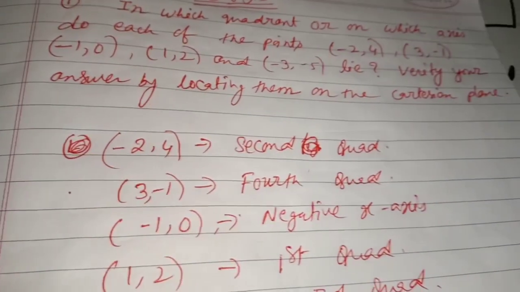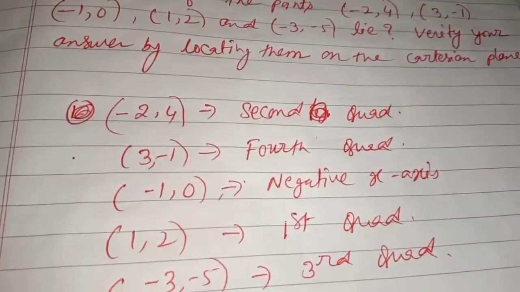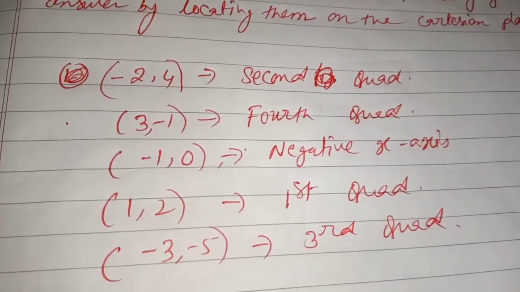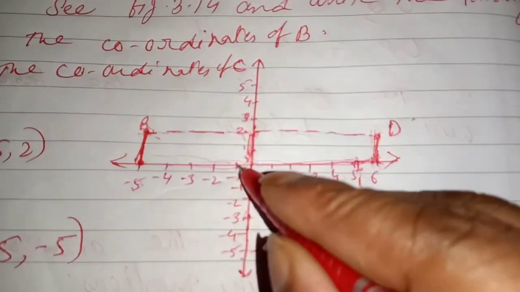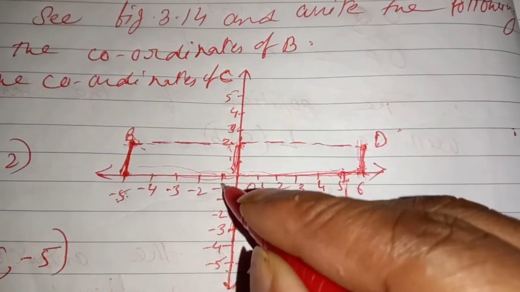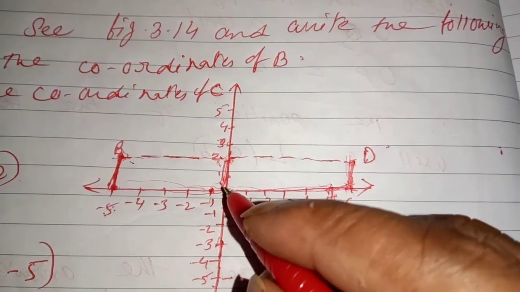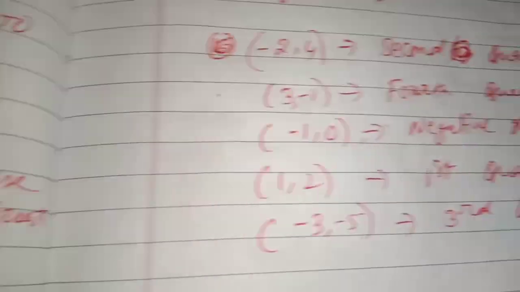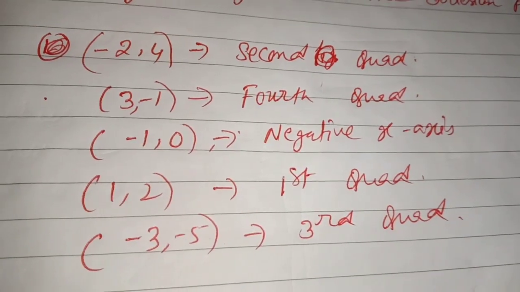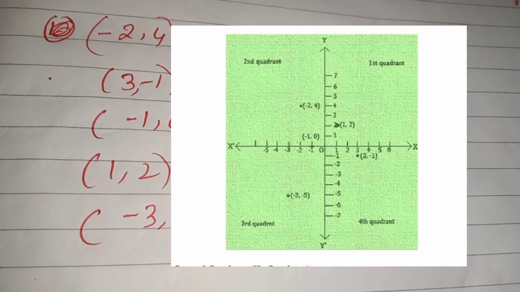So after that you have to plot this point. So you know (-2, 4). This is what? Second quadrant. (3, -1), fourth quadrant. (-1, 0). It is not of the quadrant because x is -1. You can see here, I want to take an example, my x is -1 and the value of y is what, 0. So it will stay here only, (-1, 0). So it will lie on the x-axis, negative x-axis, like that you can say, or x-axis. (1, 2) first quadrant and (-3, -5) third quadrant. So I hope you understood.